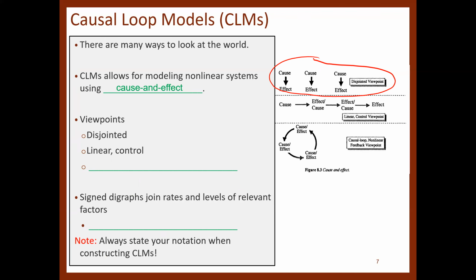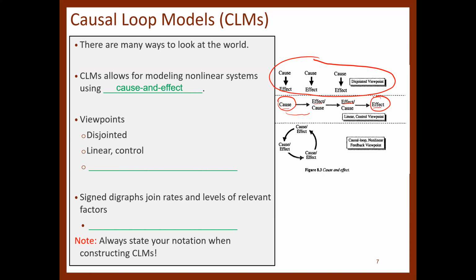We have the linear or control viewpoint, in which we have this linear connection between cause and effect. So this event causes or has an effect on the next event, and then this one has an effect on the next one, and that continues. But there's no feedback, right? In this linear viewpoint, you have a start point and you have an end point.